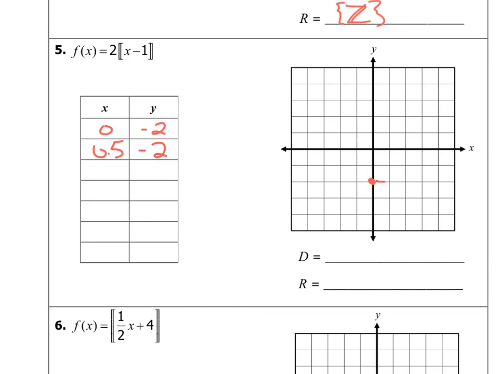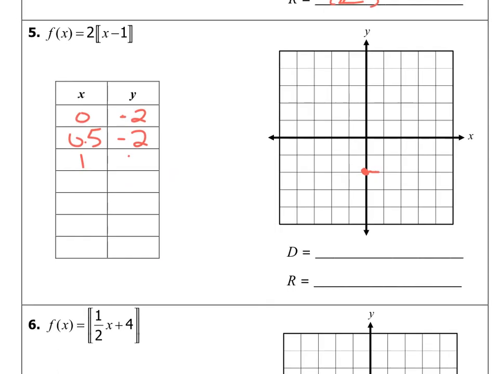So let's try at 1. Okay, let's continue going up. If we tried at 1, 1 minus 1 is 0. The greatest integer from that down is going to be 0 still. 0 times 2 is 0. So at 1, it's going to be at 0. Over 1 at 0. So you see how it skips? It jumped a little bit further on this one, right?